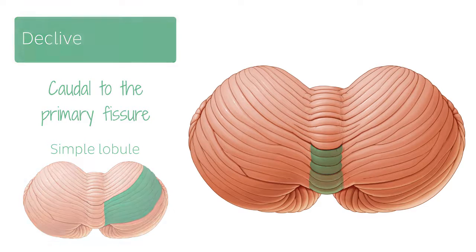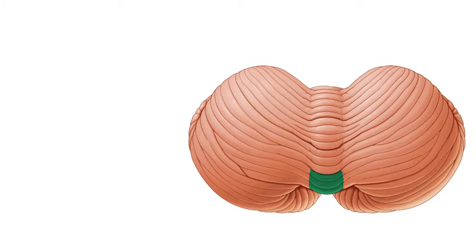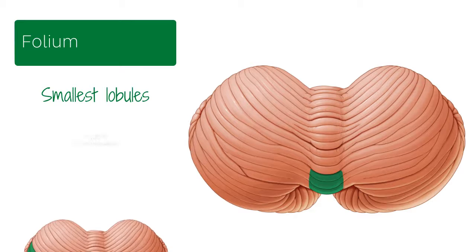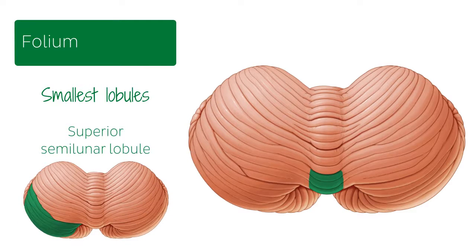Next, we're going to be highlighting this structure here, which is known as the folium. And the folium of the vermis is one of the smallest lobules of the vermis. It is separated from the tuber by the horizontal fissure and is related with the superior semilunar lobule, which you see here highlighted in green.